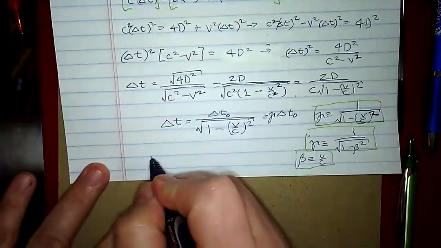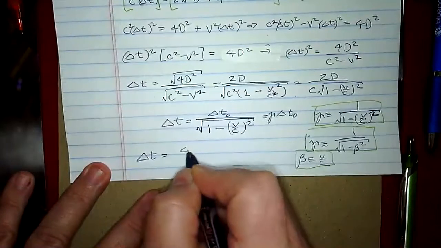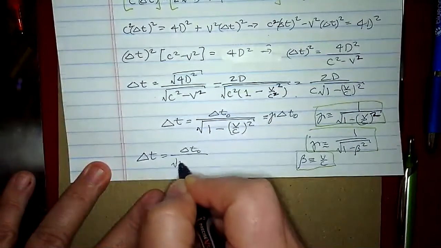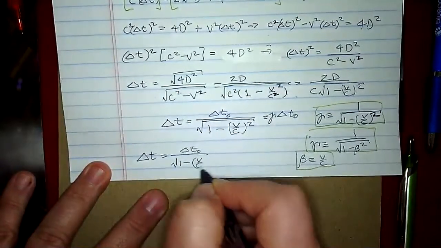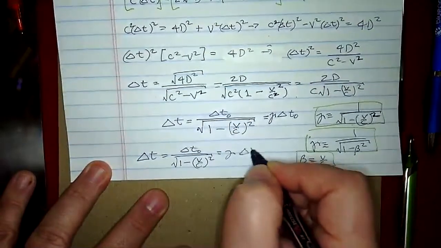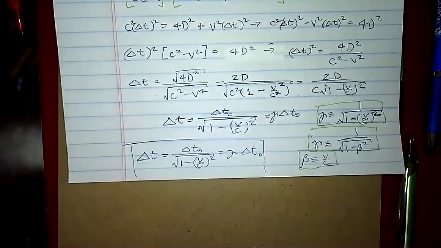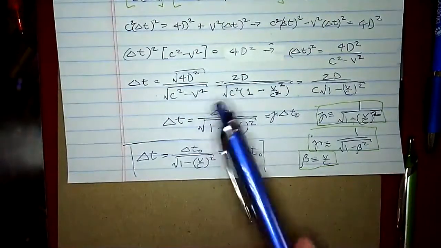And our ultimate formula is written in one of two ways. The t is equal to delta t0 over the square root of 1 minus v over c squared, or it's equal to gamma delta t0. That is the equation of time dilation.